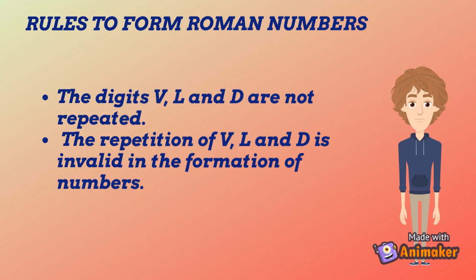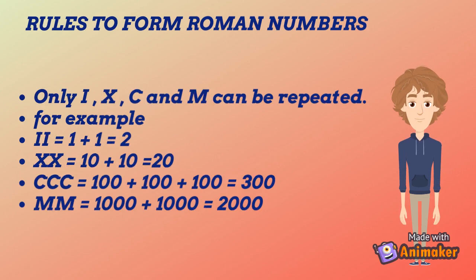The digits V, L and D are not repeated. The repetition of V, L and D is invalid in the formation of numbers. Only I, X, C and M can be repeated. For example, I and I equals 1 plus 1 equals 2. X and X equals 10 plus 10 equals 20. 3 times C equals 100 plus 100 plus 100 equals 300. M and M equals 1000 plus 1000 equals 2000.